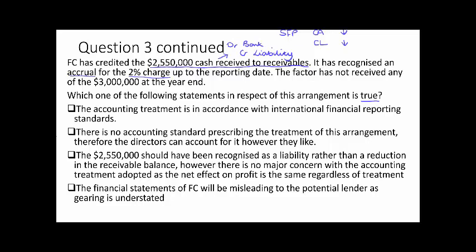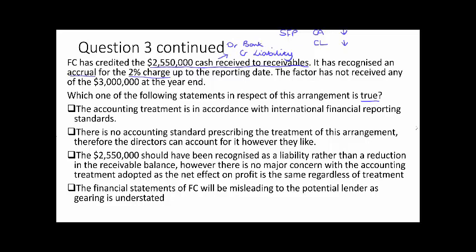The second one is that there is no accounting standard which actually prescribes the treatment. And again, that is incorrect. IAS 39 is the standard relevant in this case. So the third answer is that the $2,550,000 should have been recognised as a liability rather than a reduction in the receivable balance, but that there is no major concern with the accounting treatment as the net effect on profit is the same.